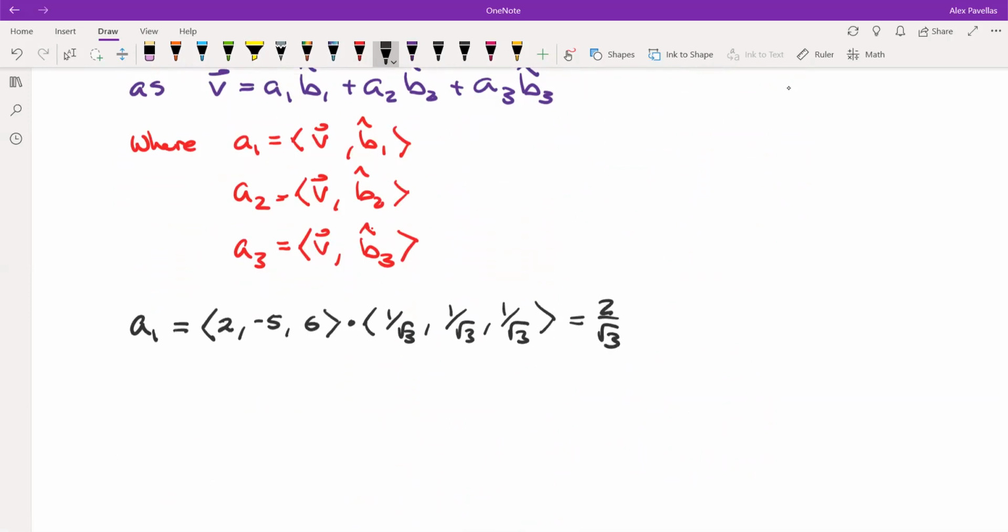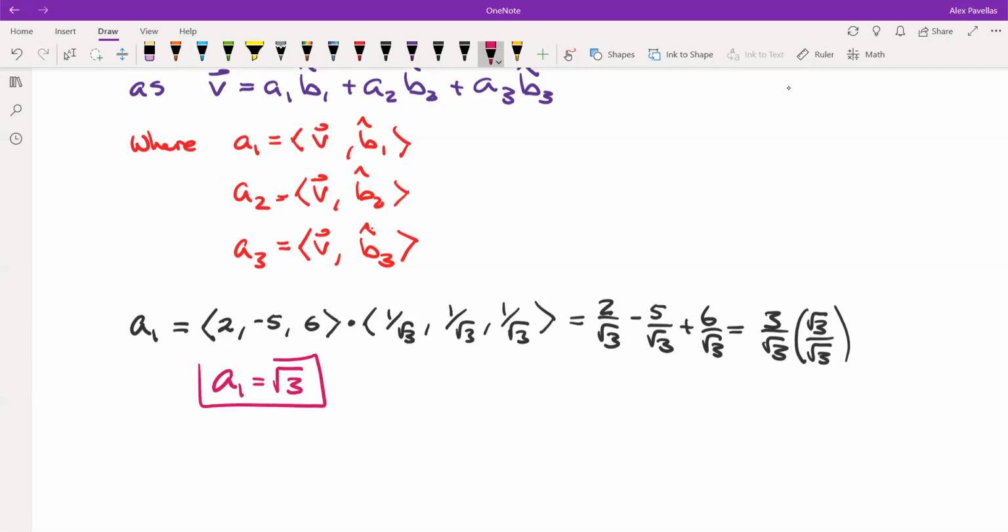minus 5 over root 3, and then plus 6 over root 3. And we clean it up a little bit. 2 minus 5 plus 6 is 3, so that's 3 over root 3. And, you know, I can't help myself, rationalize it, root 3 over root 3, so that's 3 root 3 over 3. That's root 3. Okay, so A1 is square root of 3.